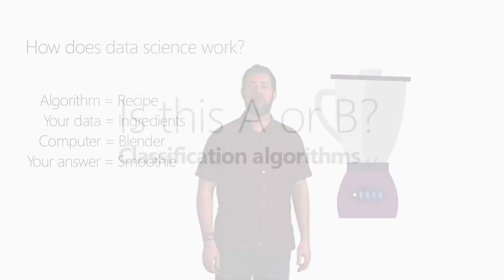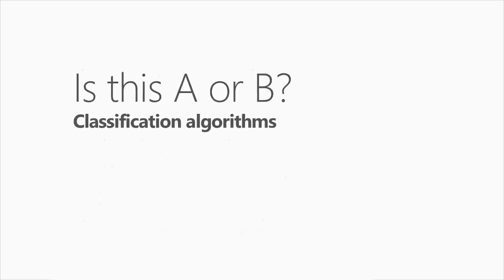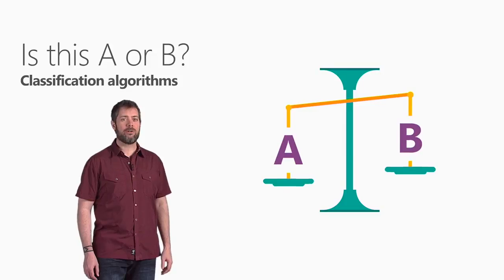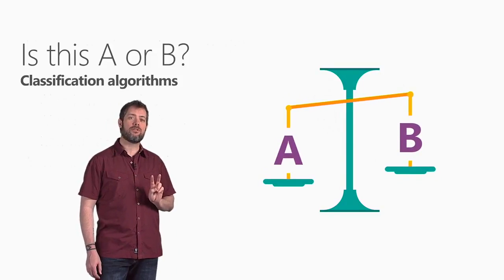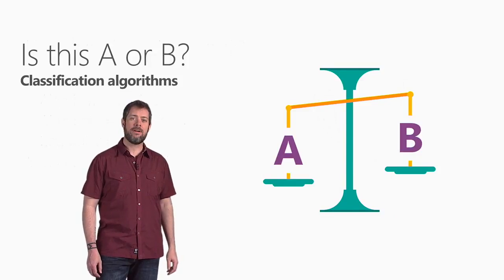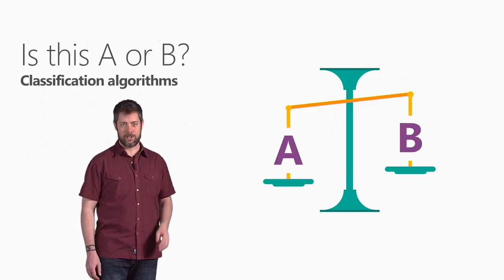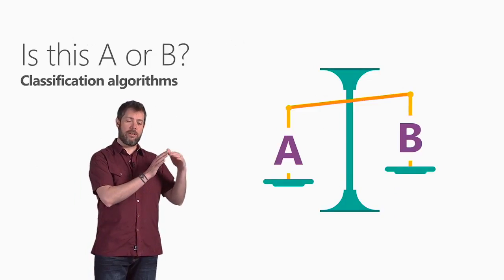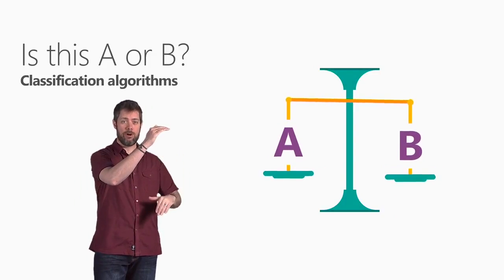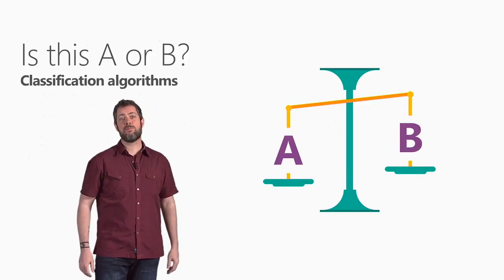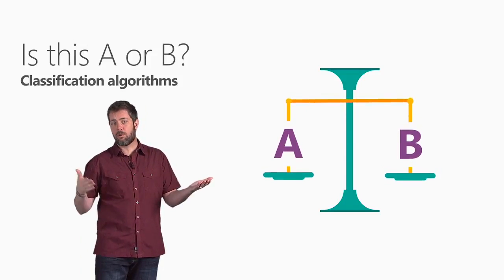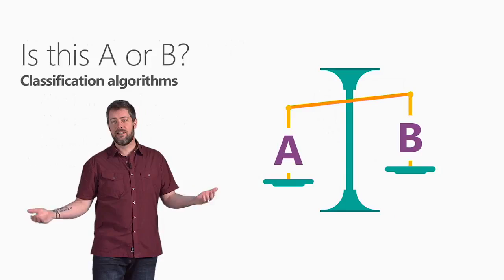So let's start with the question, is this A or B? This family of algorithms is called classification, and when there's only 2 choices, it's 2-class classification. It's useful for any question that has just a couple answers. For example, will this tire fail in the next 1,000 miles? Yes or no? Which brings in more customers, a $5 coupon or a 25% discount?